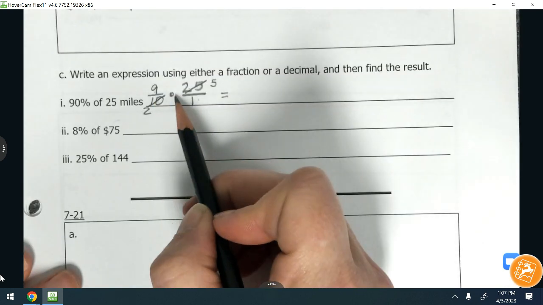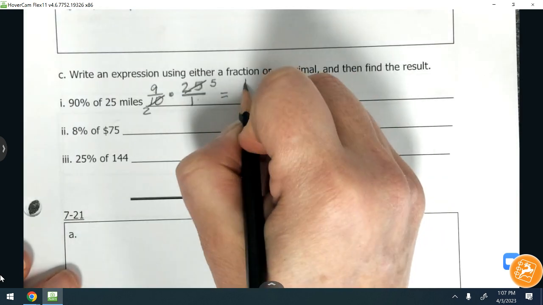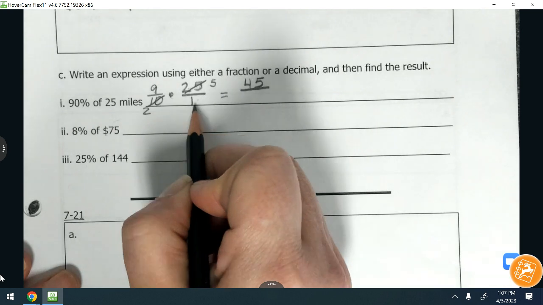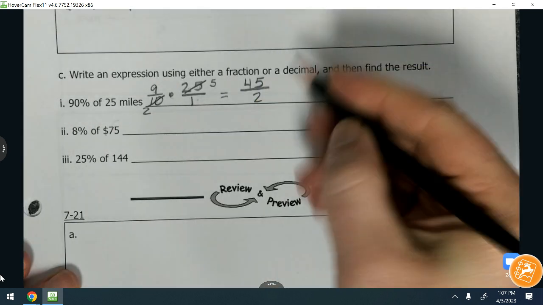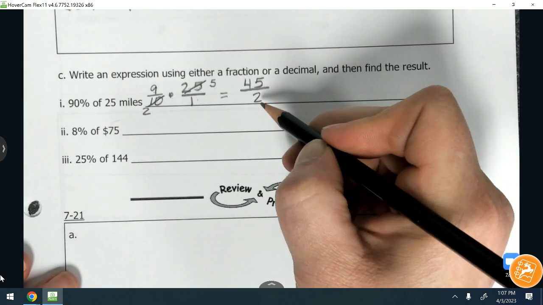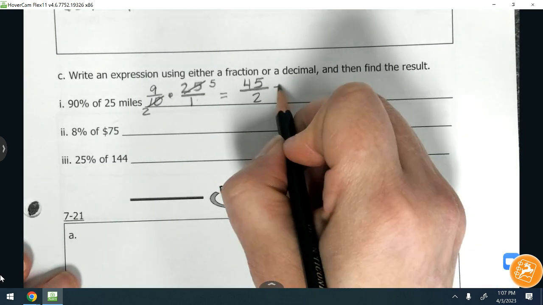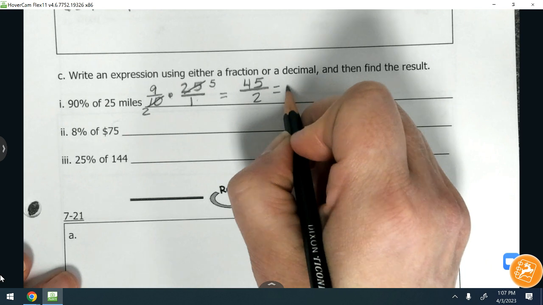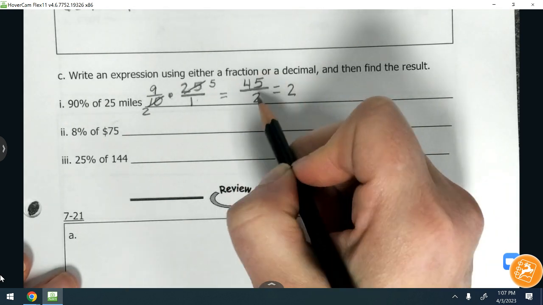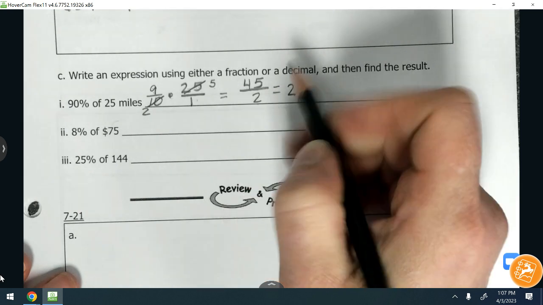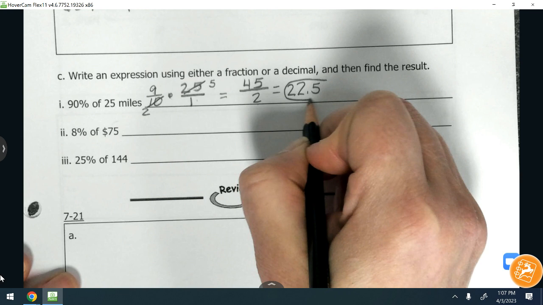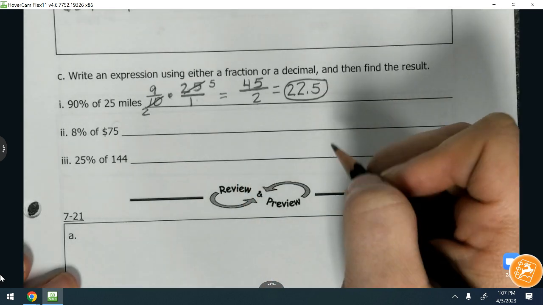So I have 9 times 5, which is 45, over 2 times 1, which is 2. Now I have a division problem. I have 45 divided by 2. Well, I know 40 divided by 2 is 20. And if I have $5 and I'm going to split it with you, we each get $2.50. So that's my answer right here using fractions.